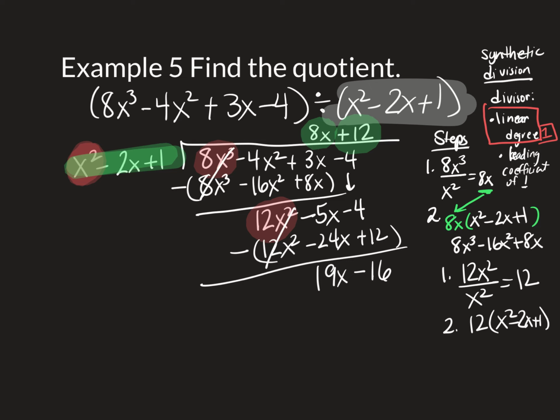You know you're finished because when you analyze this, the degree of this polynomial is less than the degree of the divisor. That's how you know you cannot divide anymore. So I'm going to put plus because I have a polynomial. You just put plus, you don't put minus because both of these are not negative. But you put plus remainder, 19x minus 16 over divisor, x squared minus 2x plus 1. That is my answer to that particular problem.